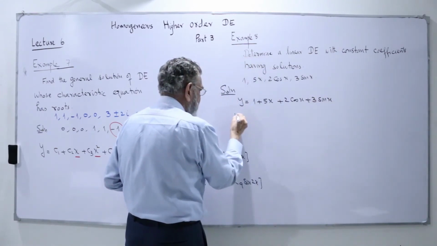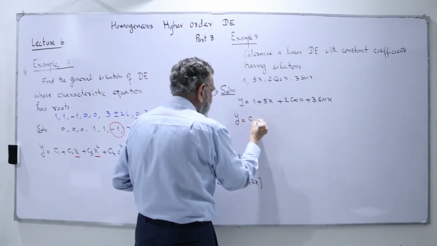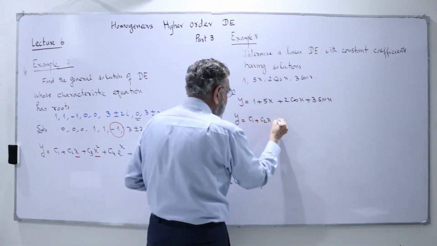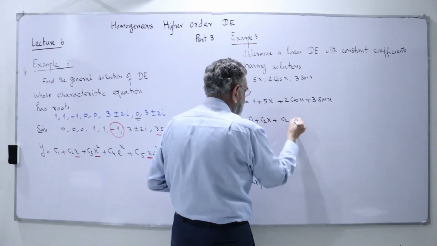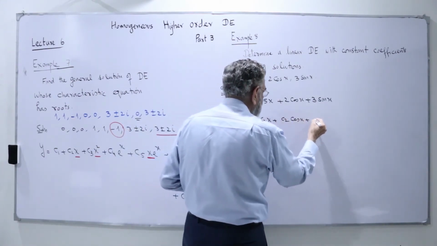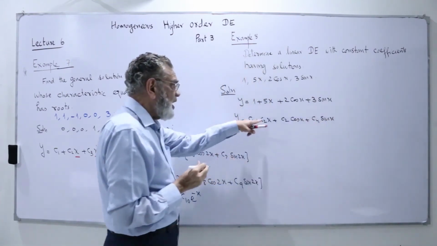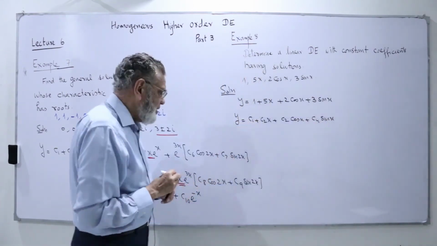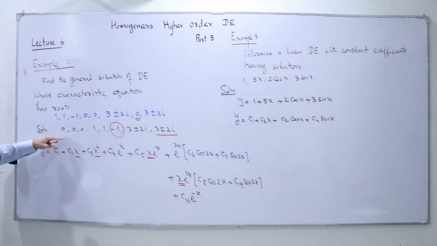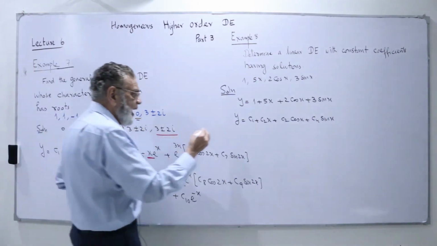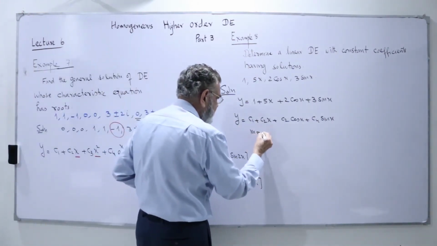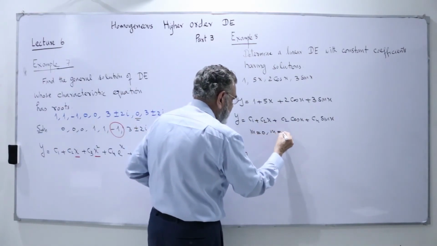We write the general solution. We get y equal to c1 plus c2x plus c3 cosine x plus c4 sine x. Now we can see that these roots are repeated, and the roots, as we have seen before, are 0, 0, because when 0, 0, then c1 plus c2x. So the roots here are m equal to 0 and m equal to 0.